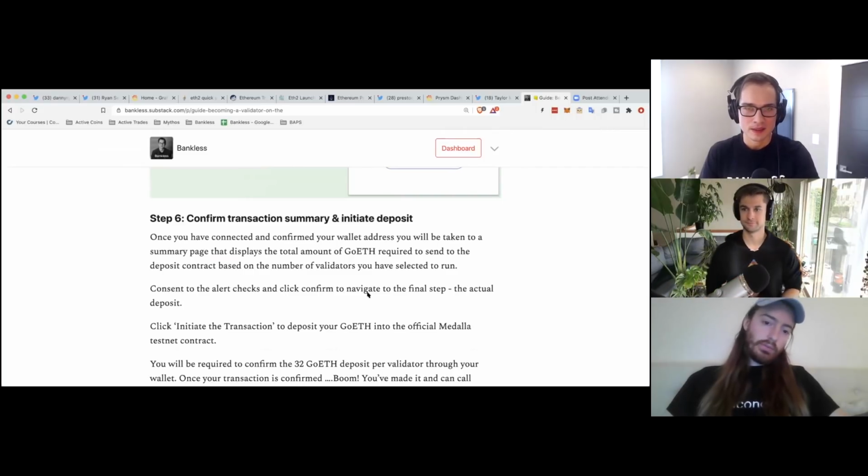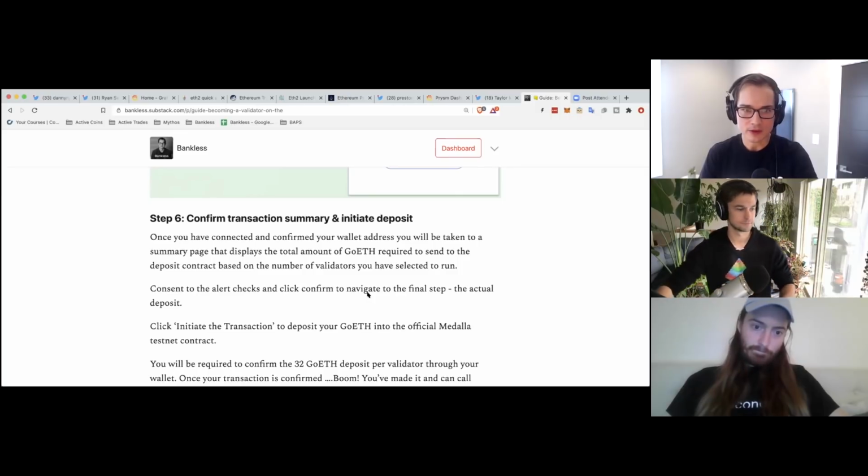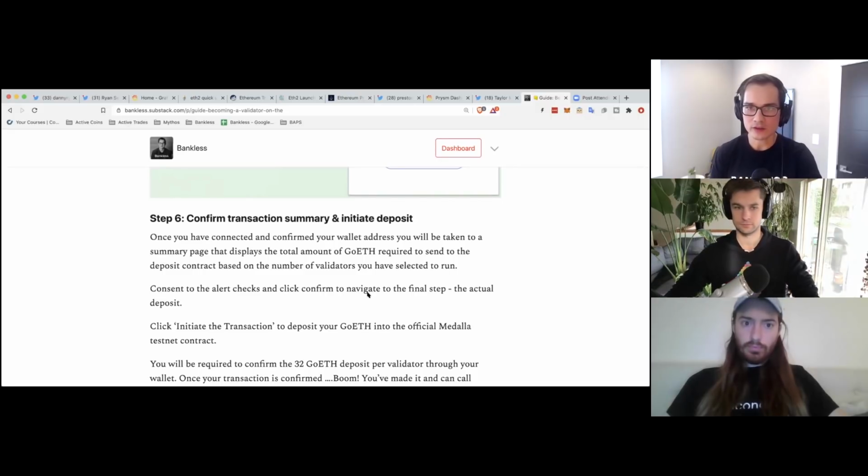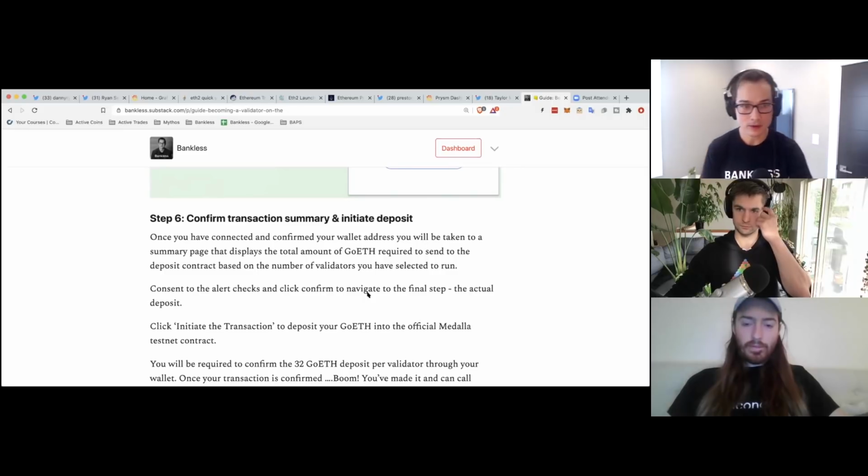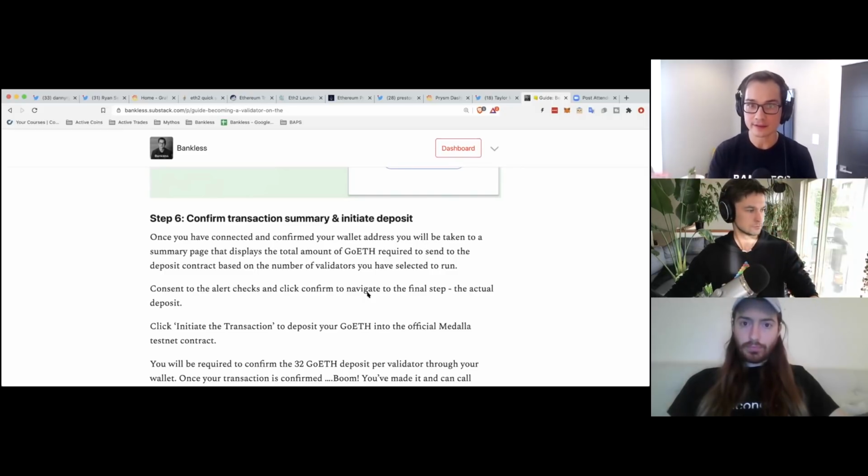You were mentioning earlier, Preston, a way to do this if you're unsure is to actually try this in testnet first, right? Mainnet is real money. You don't want to mess up with it. And the testnet is live.